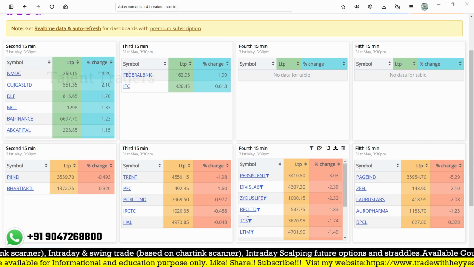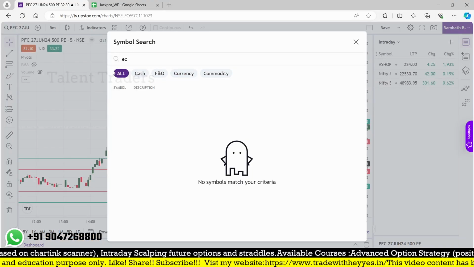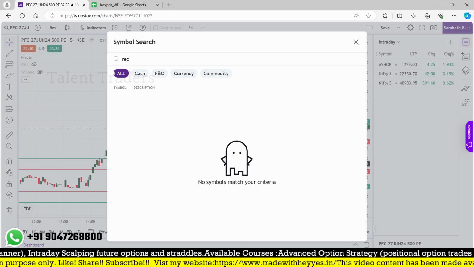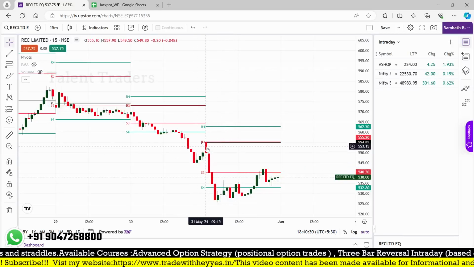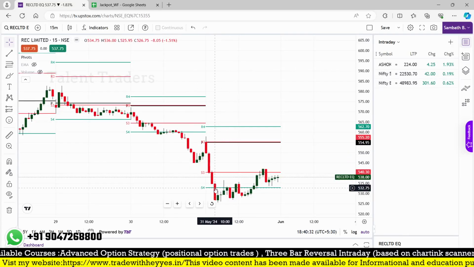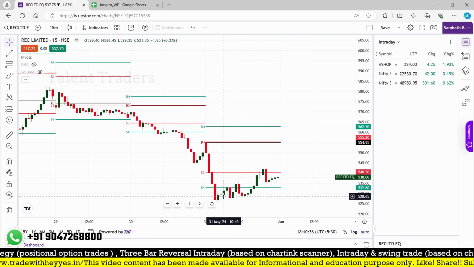And let me check REC on the fourth candle. It broke the stock S4. Let me check on the fourth 15 minutes. So 1, 2, 3, the fourth candle gave the breakdown. Okay, so after that it slightly recovered, but it did not give you such a good move.